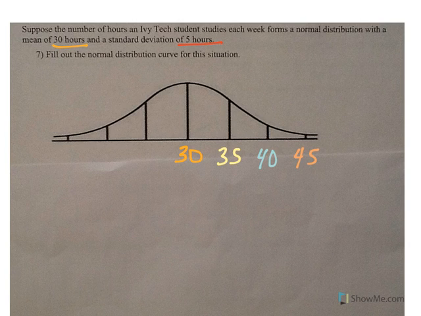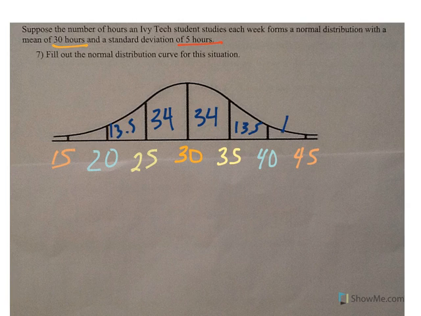Now when we go to the left, we subtract. So I start with 30, and then I'm going to subtract 5, subtract 5, subtract 5. Based off of the empirical rule, you know the percentages in here, and these are all percents. 13.5 is the next down. Here's 2.35, and here's 0.15.